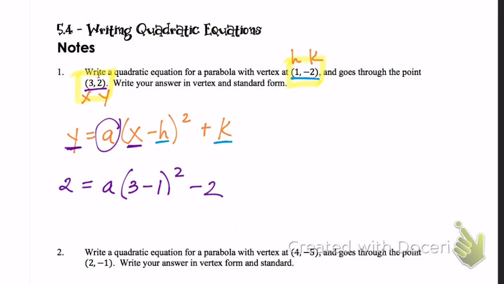Now I'm going to solve it out. So 2 equals a times (3 minus 1 is 2). 2 squared is what? So 4a minus 2. Add 2 to each side. So 4a equals 4. So a equals 1.